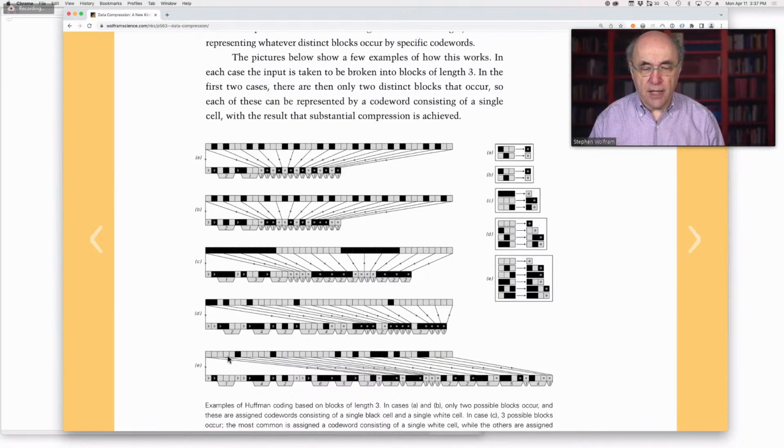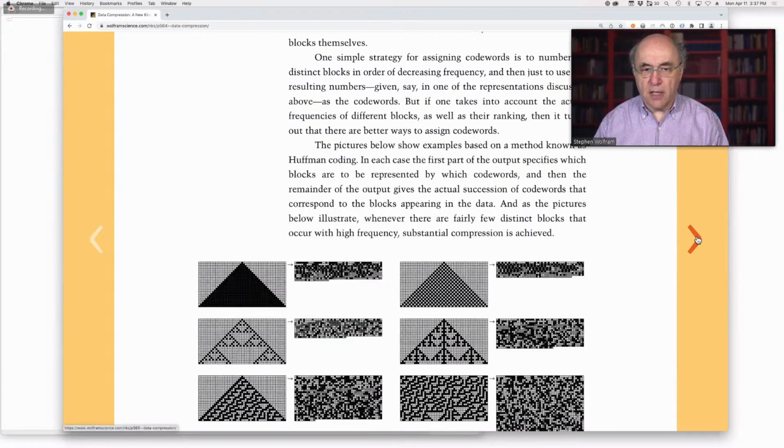But in a case like this, because I guess there are a bunch of rare blocks and so on, Huffman coding does quite poorly, and the supposed compression actually makes things longer than the original data. So that's another form of compression.